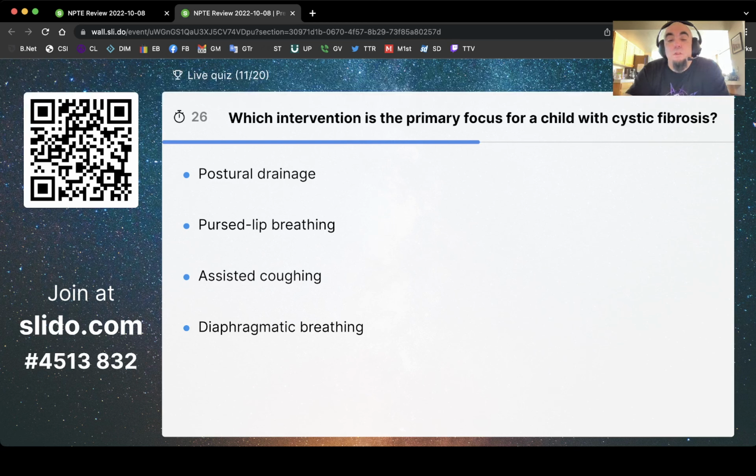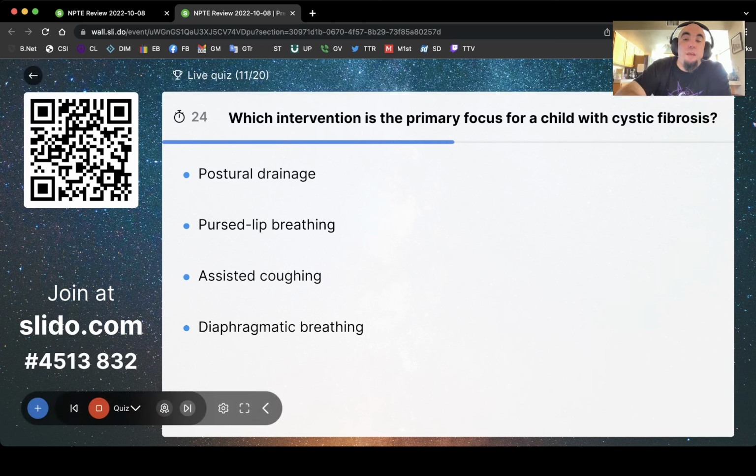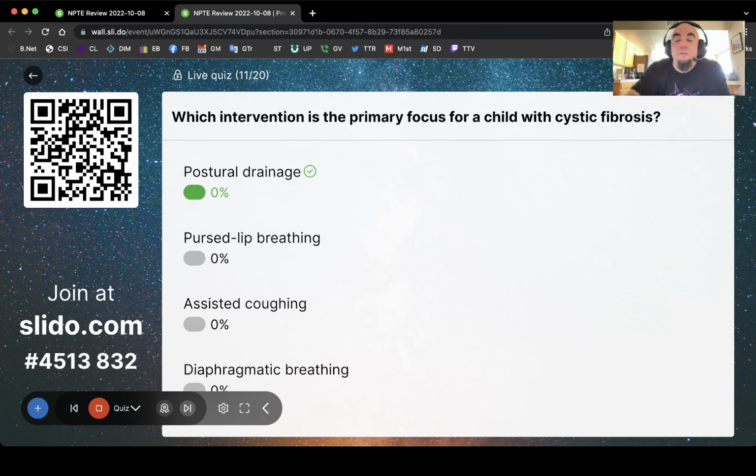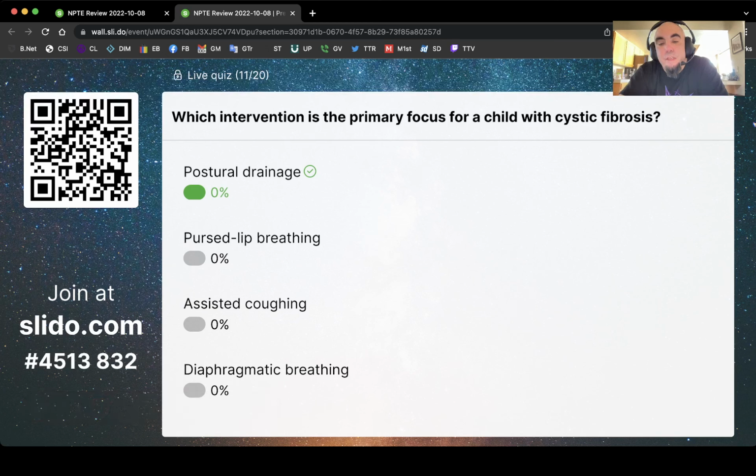So in this case, we're looking at this and going, okay, what is our primary focus for the child, right? And the primary focus is to get the fluid out of the lungs because the lungs are becoming fibrotic. So the main goal is postural drainage, putting them in positions where the lungs can drain via gravity. Yes, we might teach them pursed lip breathing, assisted coughing, and diaphragmatic breathing, but the primary focus for a child with cystic fibrosis is going to be postural drainage.